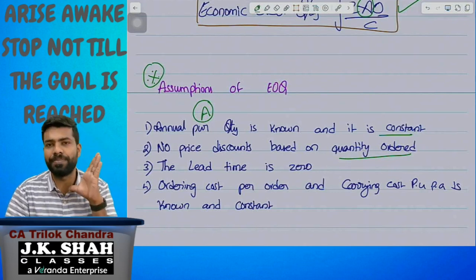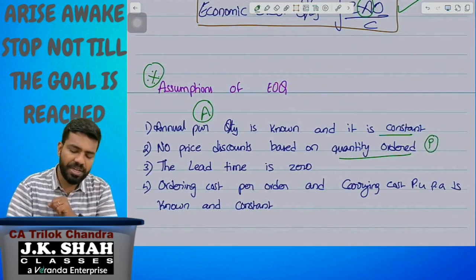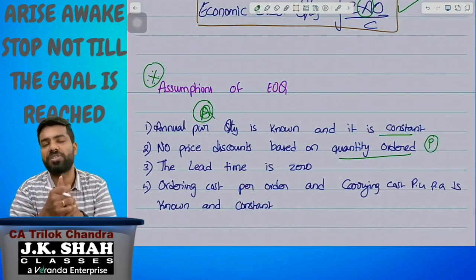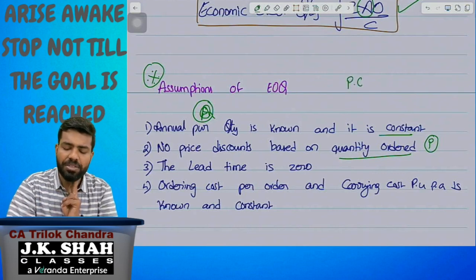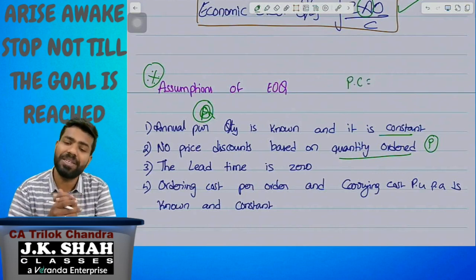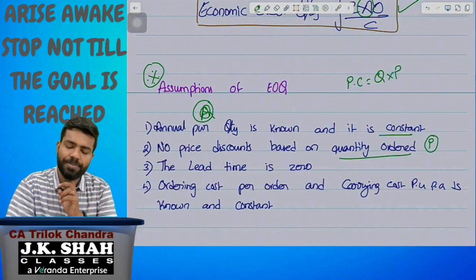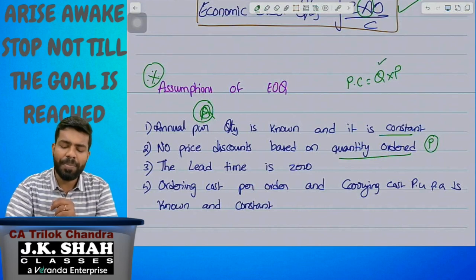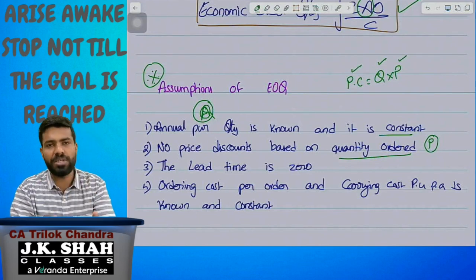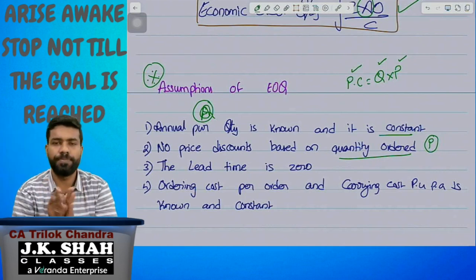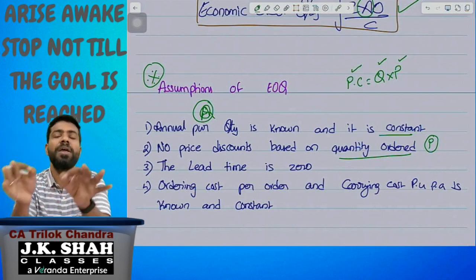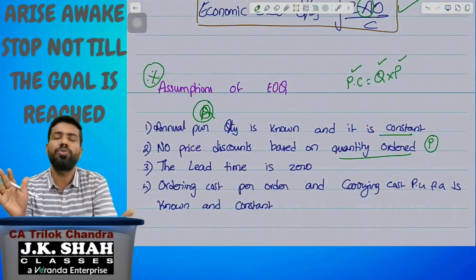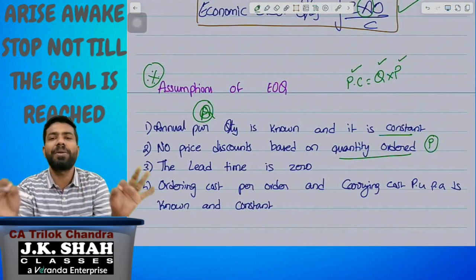Those are the assumptions. Here what they made is price constant. Here what they made is quantity constant. First point, quantity constant. Second point, price constant. So purchase cost, how to calculate purchase cost? Quantity purchased into price. We'll get the purchase cost. Quantity constant, price constant. So purchase cost is also constant irrespective of the quantity ordered. Purchase cost is never changed. You may order 1000 kgs, 2000 kgs, 10,000 kgs, 1 lakh kgs, your purchase cost will remain the same.